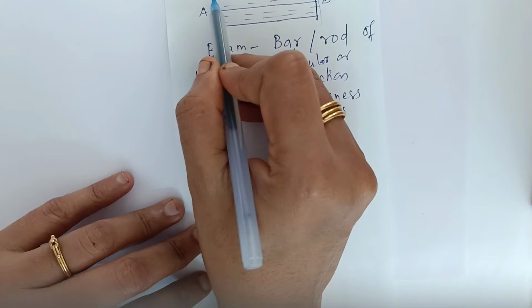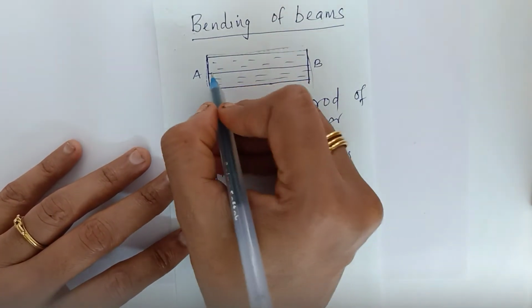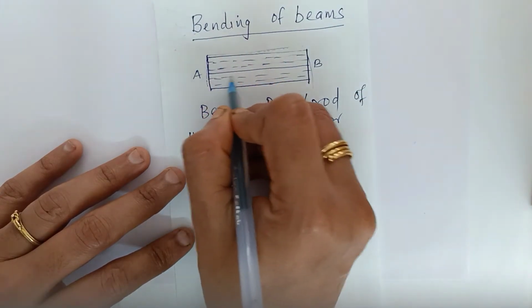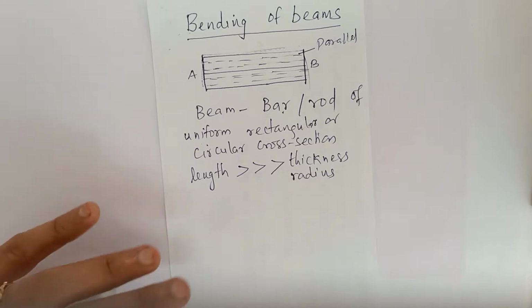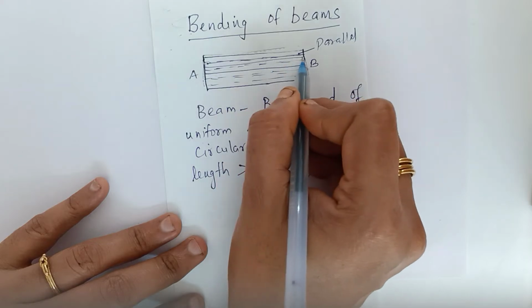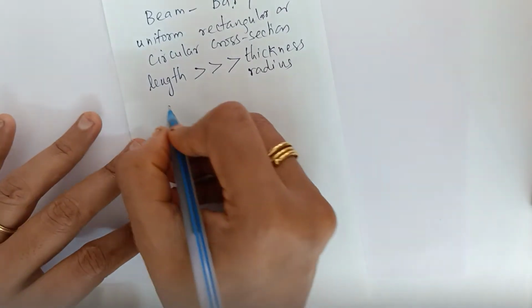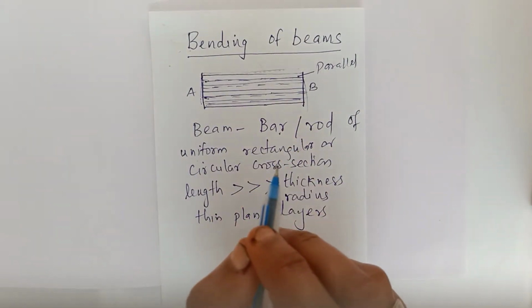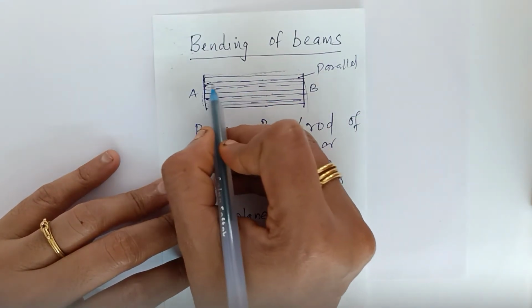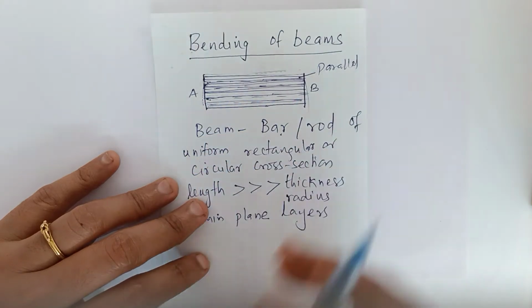Now, this is a diagrammatic representation of a beam. Here also there are many layers. These layers are actually parallel. They are thin layers, and all these layers are parallel to one another. So inside a beam there will be many thin plane layers in contact. I am drawing them with a little space in between, but they are in contact with each other, and each layer is parallel to the other.